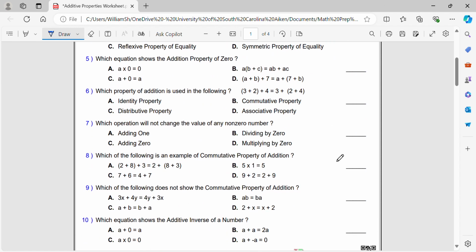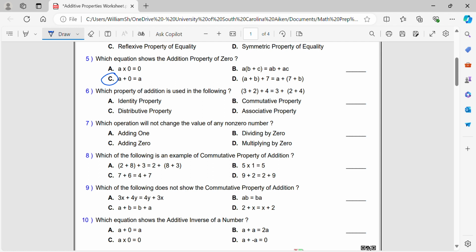Let's look at number 5. Which equation shows the addition property of 0? Well, it's not going to be A, because A has a multiplication going on there. B looks more like a distributive property going on, and D kind of looks maybe associative. The addition property of 0 is simply C. If I add 0 to anything, it renders the same result.